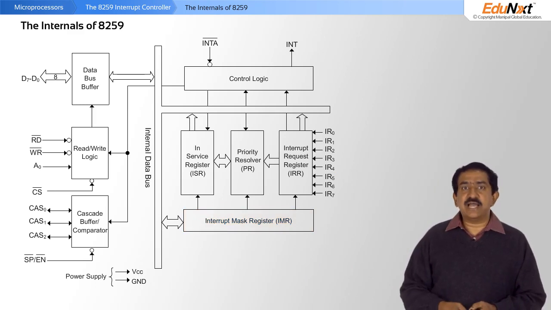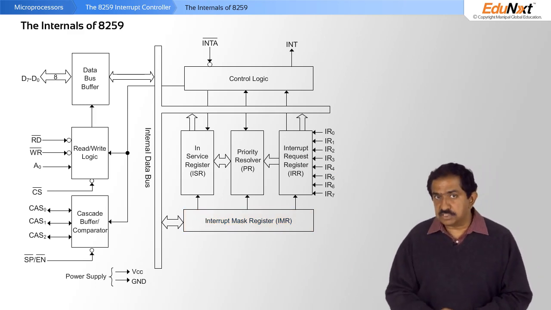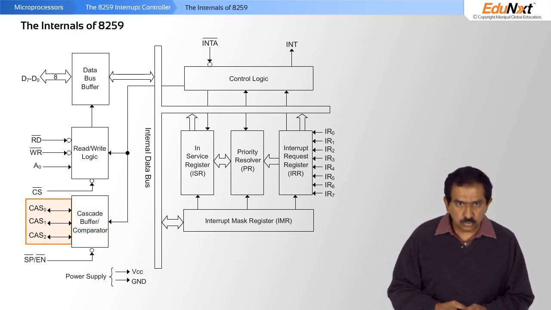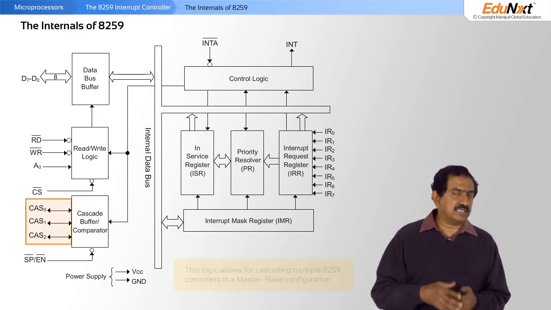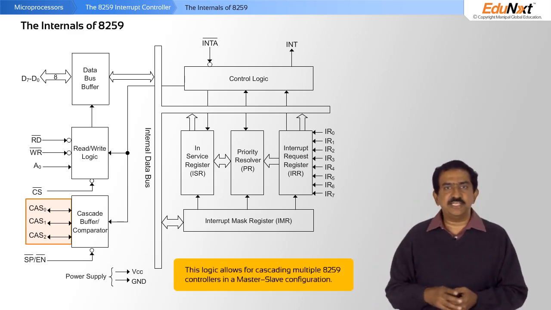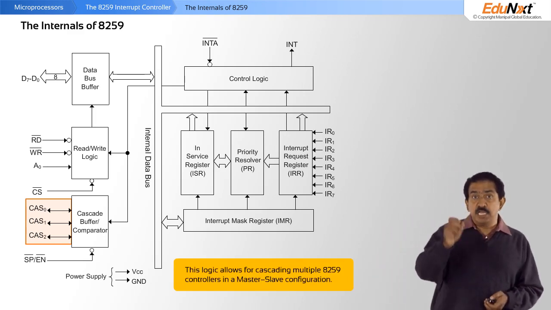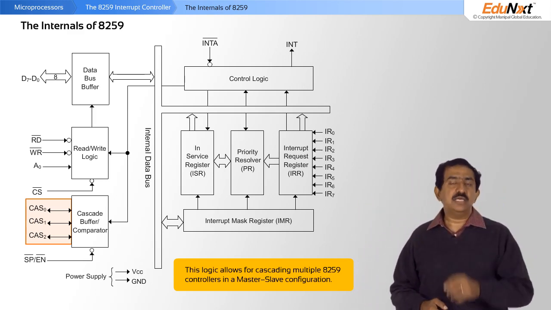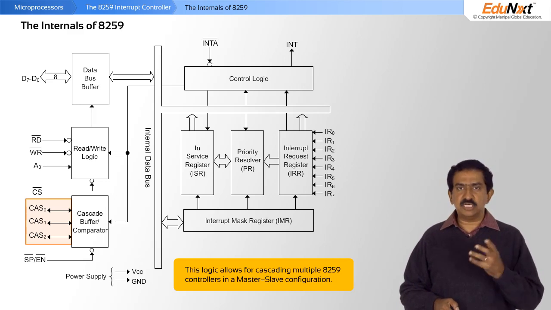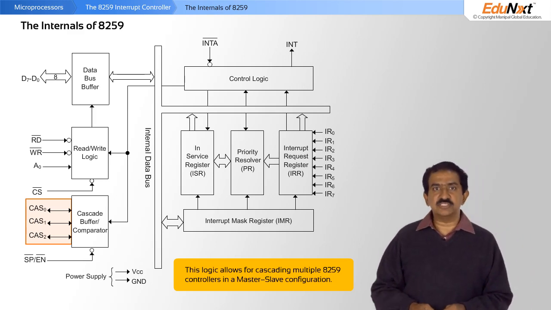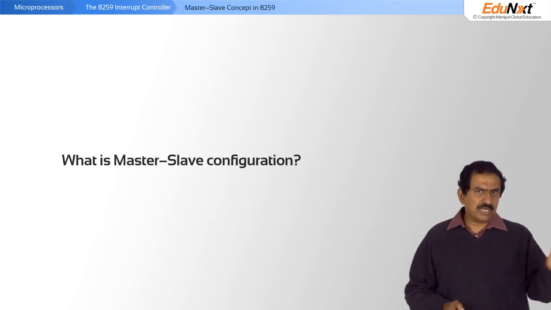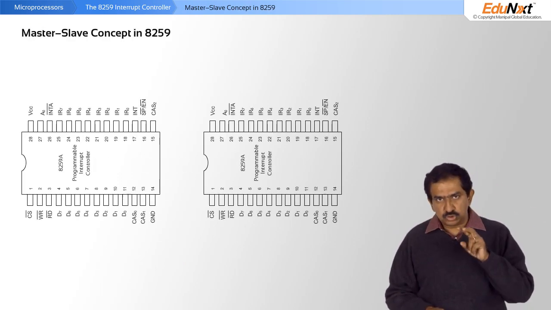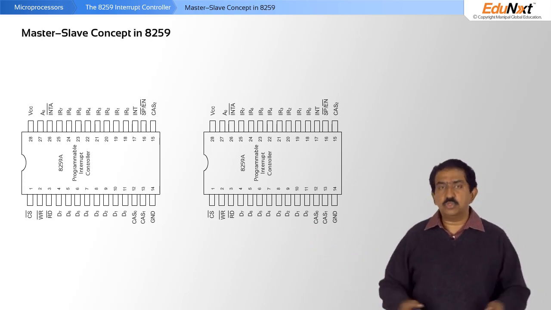The last piece allows even more complex systems to be built, and that's called the cascading lines, CAS 0, 1 and 2. The cascade lines allow you to cascade multiple 8259s, permitting up to 64 interrupting devices to be connected to one 8086. These are useful when your system is that complex. Let's look at how this cascading works. It's called the master-slave configuration. I just used two 8259s. Remember, you can have up to 8.